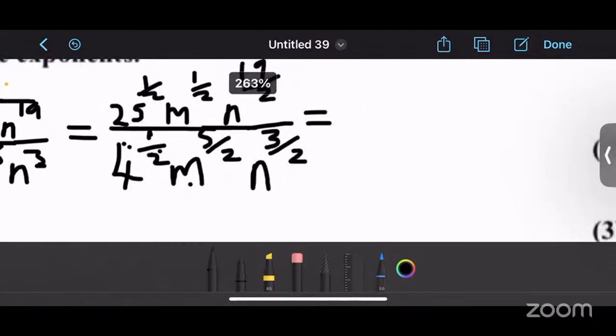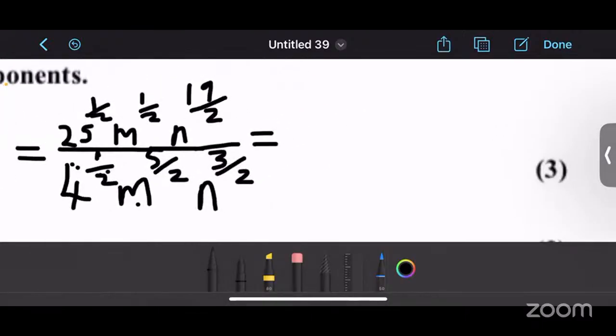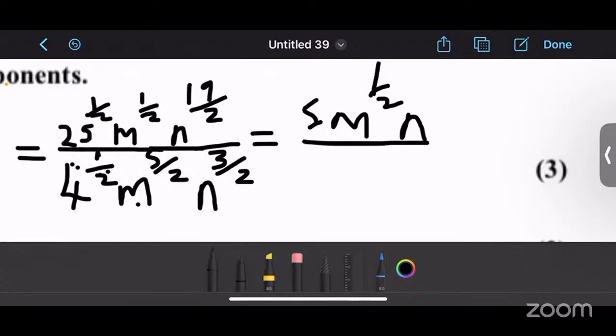What I got, ma'am, was 5 m to the power of 1 over 2, n to the power of 19 over 2.